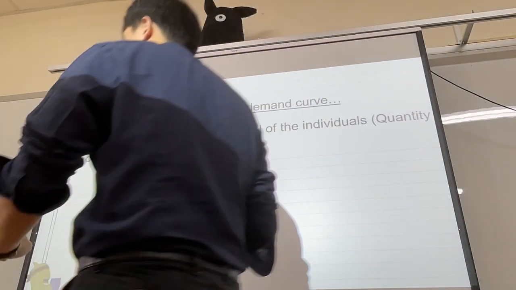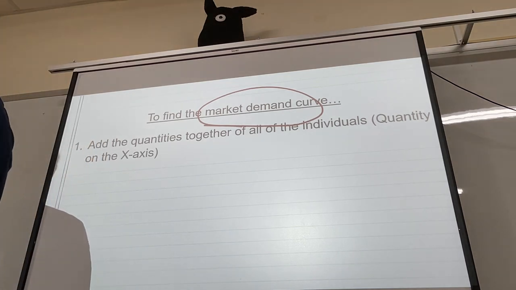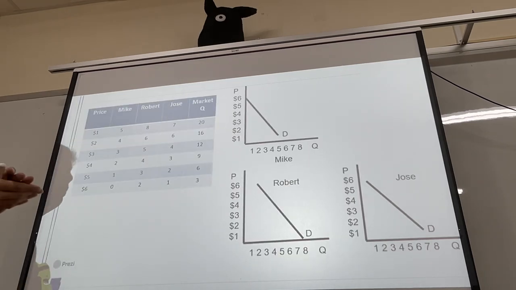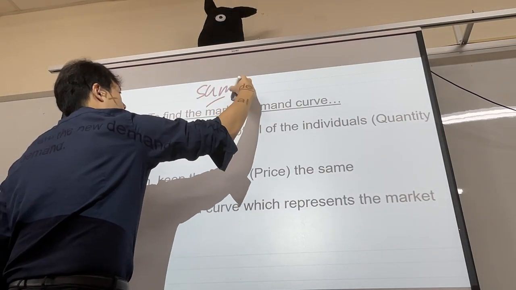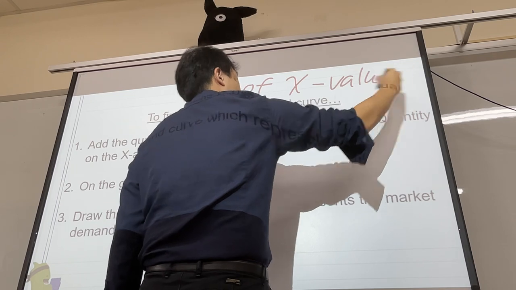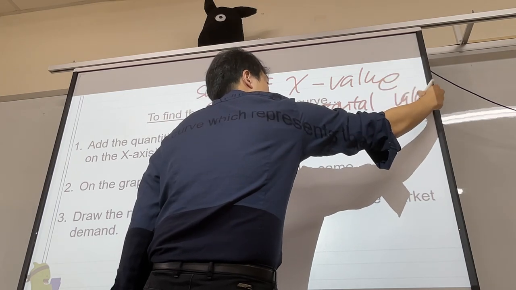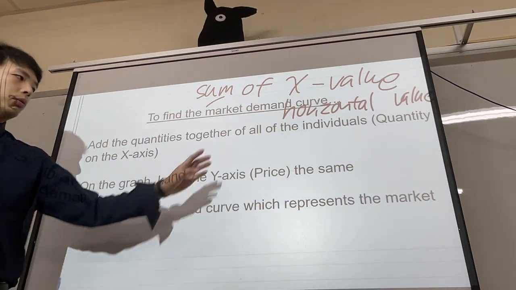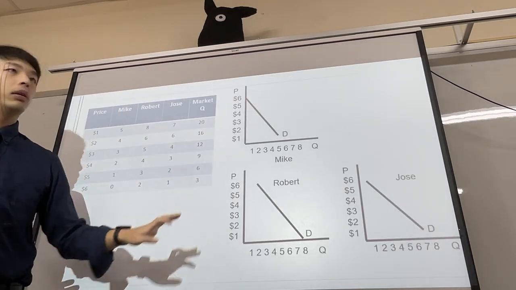Alright. Now, the other final vocabulary that you have to know, we call that market demand. Market demand. Now, easy. I want you to notice, the market demand means the sum of X volume, or horizontal volume. The sum of X volume or the horizontal volume. What does that mean? You will get it. The sum of market is all the things added together.